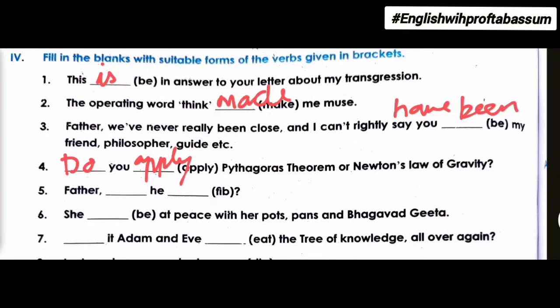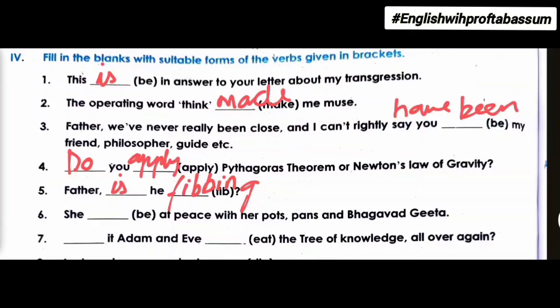Next question. Father dash he dash. So the hint in this sentence is that someone is complaining right now. So for present actions, the tense is present continuous and the rule is am, is, are plus V1 plus ing. And because he over here is singular, that's why we use is. And fib is V1, so it will change to fibbing. So the answer is father, is he fibbing?